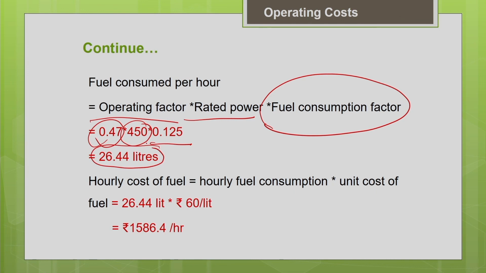Now what is the hourly cost of the fuel? You know the hourly fuel consumption multiplied by the unit cost of the fuel. So it is 26.44 liters multiplied by rupees 60 per liter. It gives you rupees 1586.4 per hour. This is your hourly cost of the fuel estimated for this particular machine.